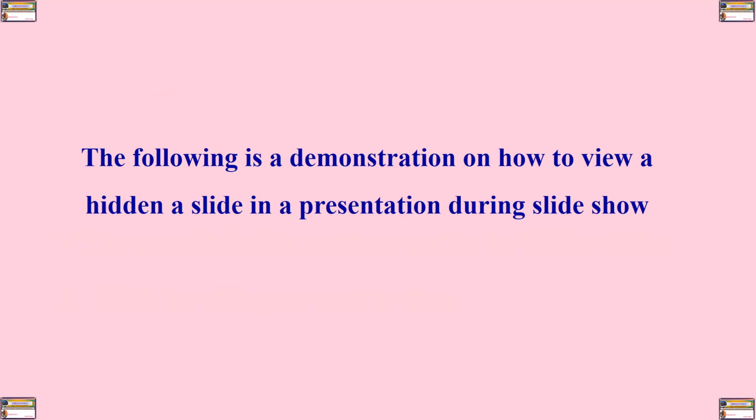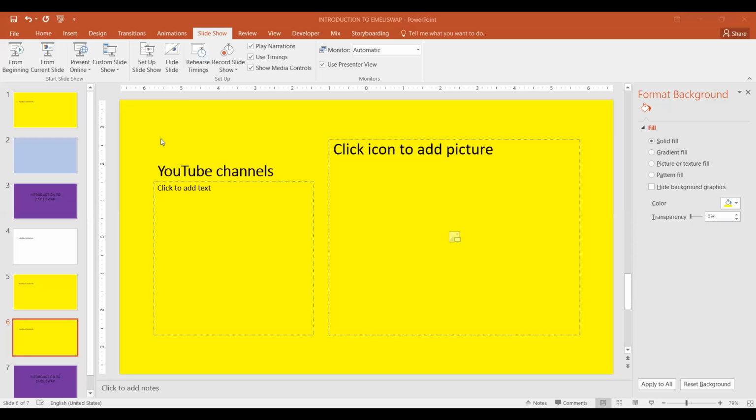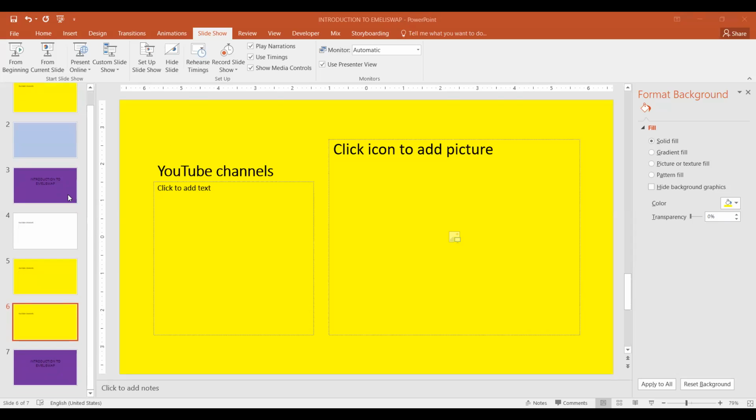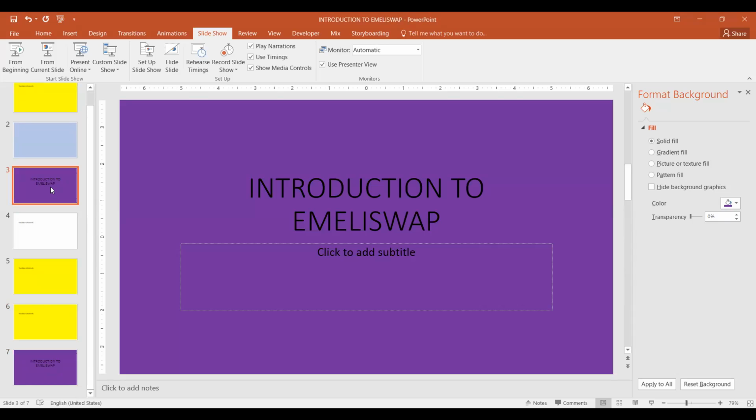So what we are going to do, we are going to hide some slides and then we see how we can view them during our presentation. So let's hide slide number 3 and slide number 7. So I'll hide this slide number 3. I'll click on the slide thumbnail, then click on slideshow and click hide slide. I want to click slide number 7 and then click on slideshow menu and click hide slide.